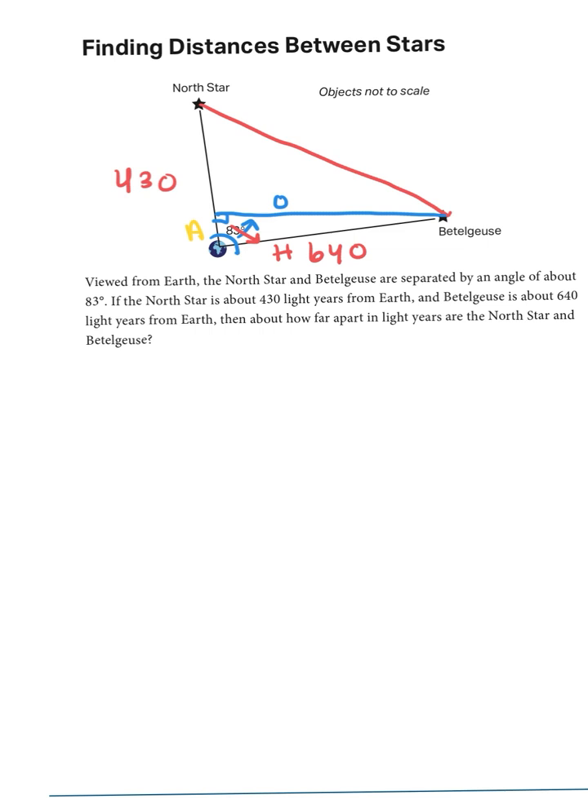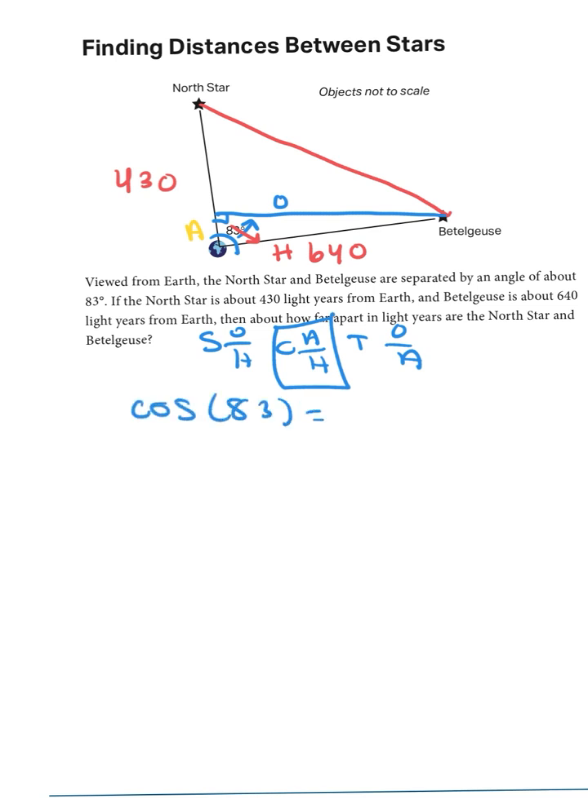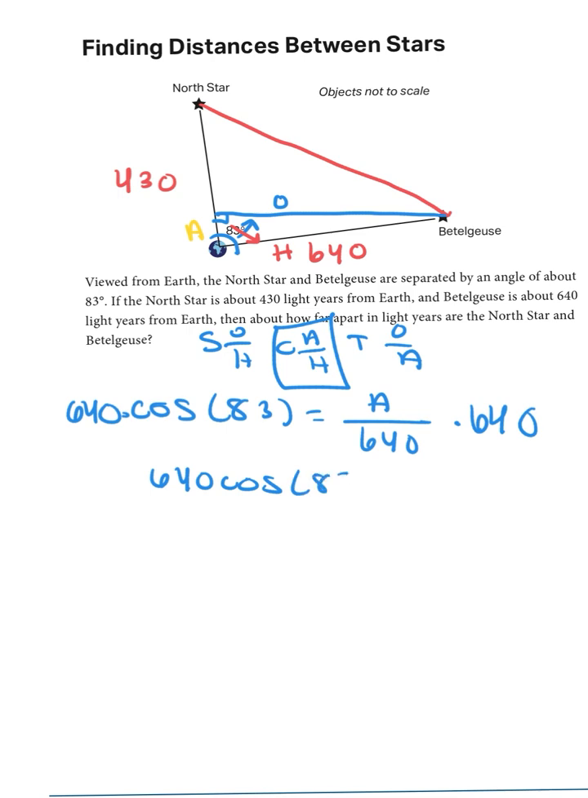So we have SOHCAHTOA. They give me H and I want to find A, so that means that I'm going to use cosine. So I have cosine of 83 is equal to A over H, which is 640. And all we're doing is solving for A, so multiply by 640 on both sides. And I get that 640 cosine 83 is equal to A. So that means that A is equal to 77.99 whenever you type this in the calculator.